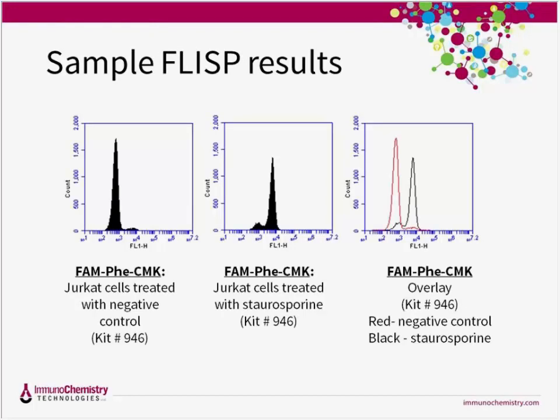So now that we've covered how the FLISP kits work, let's look at some sample data. This is from a flow cytometry experiment. The first panel on the left shows the fluorescence in the negative control treated Jurkat cell population. And we can see the population is negative for serine protease activity, as measured by staining with our green serine protease detection reagent. The middle panel shows the experimentally treated cells. This sample was treated with staurosporine for 4 hours to induce serine protease activity. And we do see that the majority of the cells are positive.